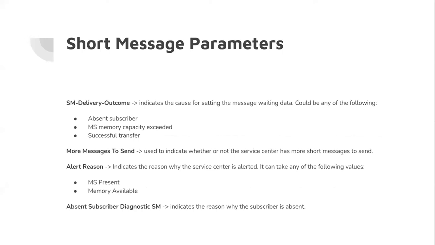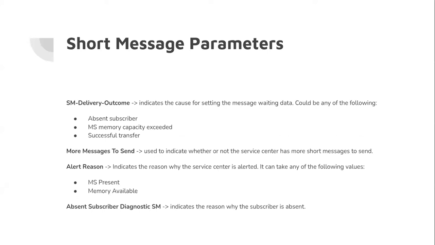Then we have the SM delivery outcome. The outcome of an attempted sending could be that it fails because of an absent subscriber or a memory capacity exceeded problem, or the message could get to you, so a successful transfer. So these are the three possible values for the SM delivery outcome. The other parameter is more messages to send. It indicates whether or not the service center has more messages to send. That's yet another parameter.